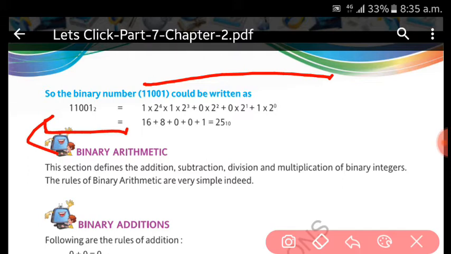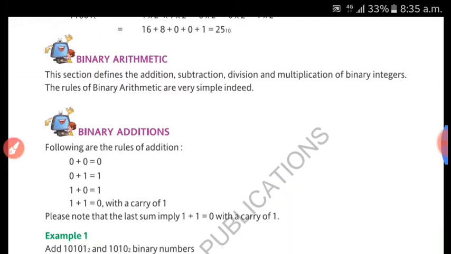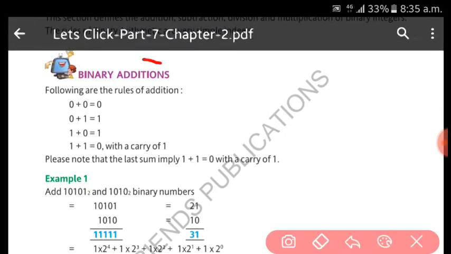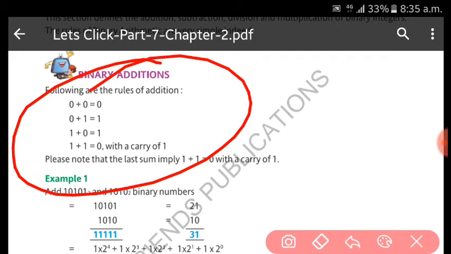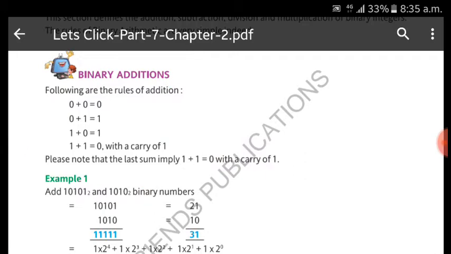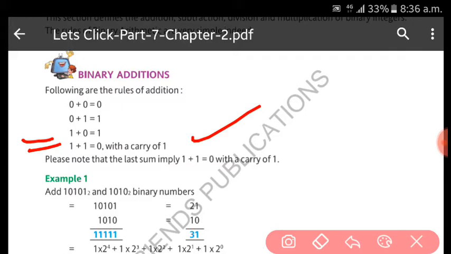Now let us see some binary arithmetic operations. So let us see binary addition. These are some rules. 0 plus 0 is 0, 0 plus 1 is 1, 1 plus 0 is 1, but 1 plus 1 equals 0, which you may not know. So remember, this is very, very important. The fourth case, 1 plus 1, is 0, and carry is 1. Remember that.